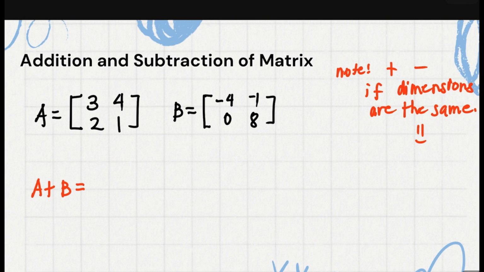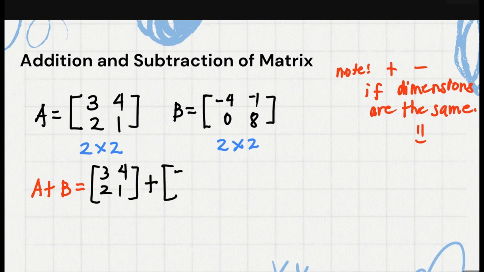For our first step, let us first check the dimension of each matrix given. So for matrix A, this is 2 by 2. Matrix B is also 2 by 2. So our first rule, let's check if the dimensions are the same. Therefore, we can proceed to this operation. So A plus B, 3, 4, 2, 1, plus matrix B, negative 4, 0, negative 1, 8.